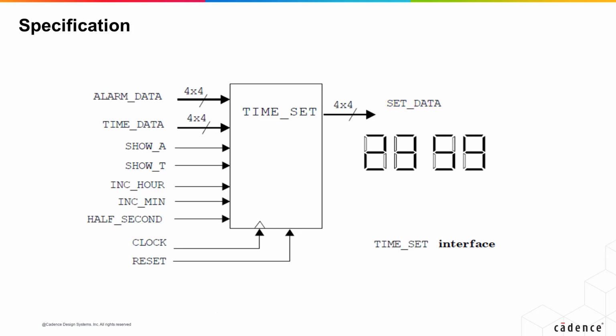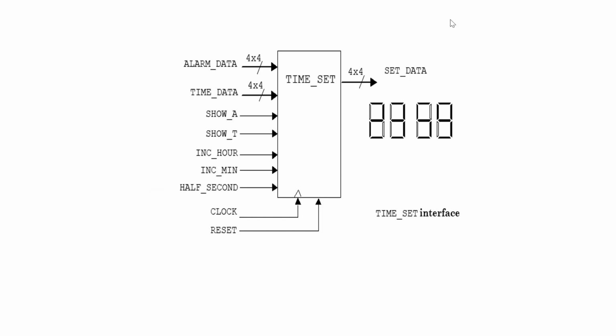The time adjustment happens by loading the current alarm or current time depending upon show_A or show_T values, then incrementing the minutes or hour digits separately depending upon increment R or increment min values. The digits are incremented on every half second pulse.